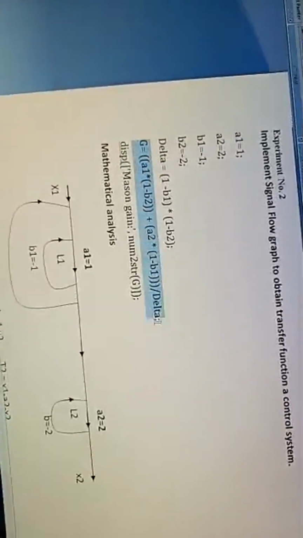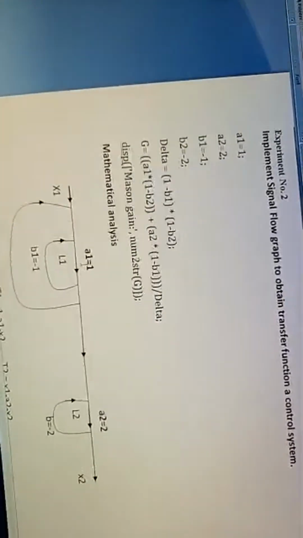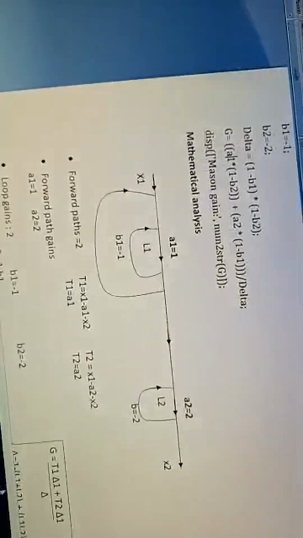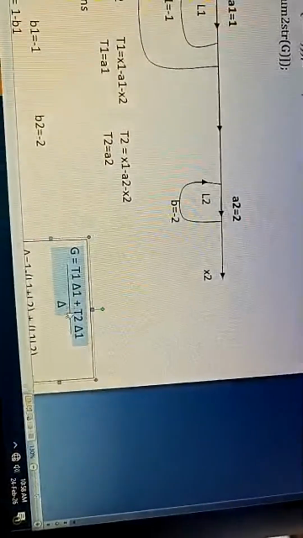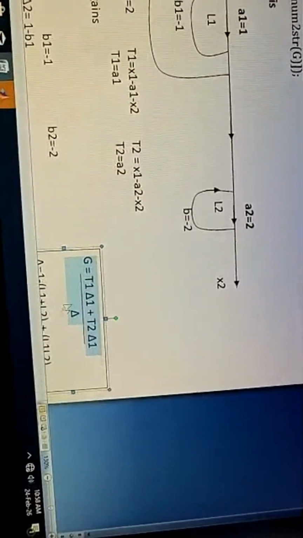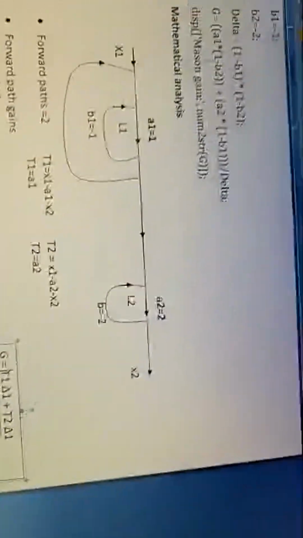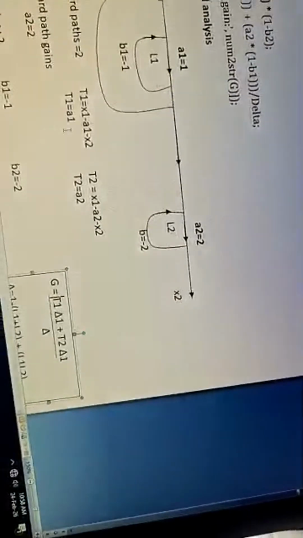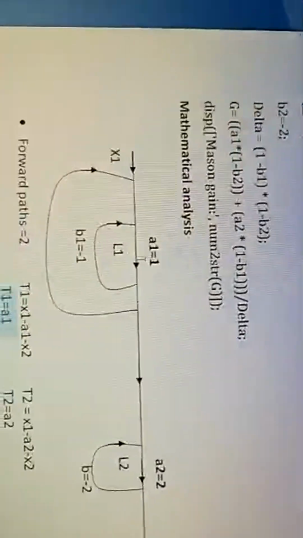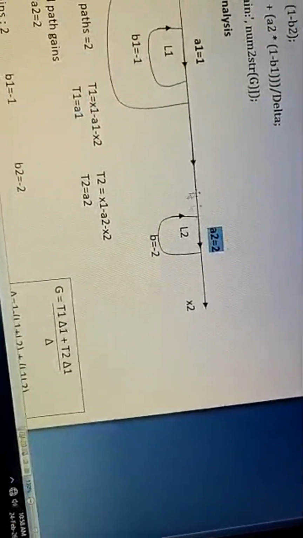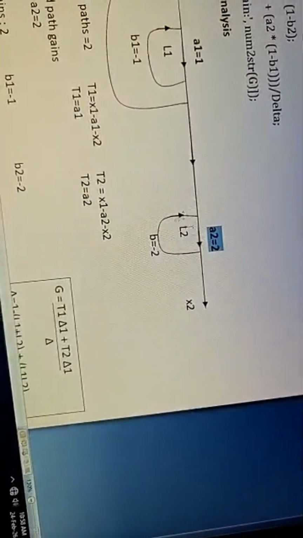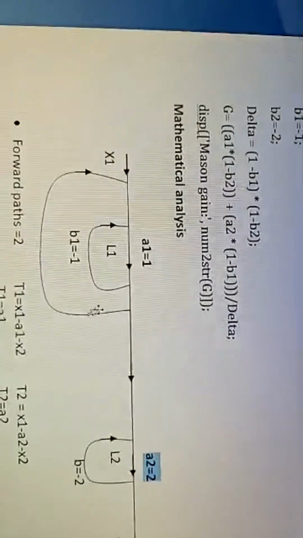So it's Mason's gain formula. So a1, what is a1? It's the first forward path, so it is almost equivalent to this one. Here you can look at this portion. Mason's gain formula: G equals T1 delta 1 plus T2 delta 2 divided by delta. What is T1? T1 in this case is nothing but A1, right? So that is this path. Next, what is T2? In this case it is A2. Here, this path. The first path you can consider like this and the other path like this.